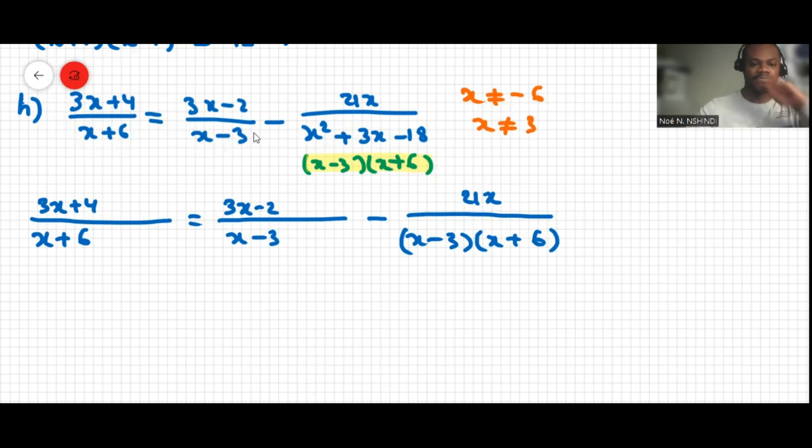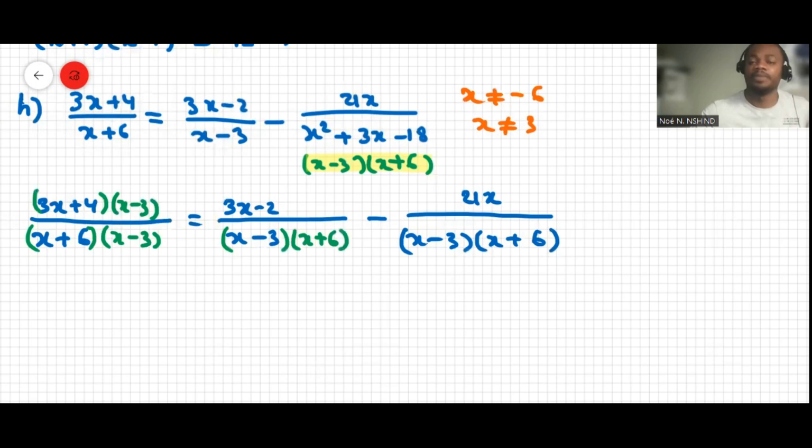Now, we need to make the denominator common. So we times here by x minus 3. There also we times by x minus 3 to keep the fraction the same, okay? Here we times by x plus 6 to make the denominator common, and there we times also by x plus 6 to keep the fraction the same. Then now that we have the denominator common, we can just drop the denominators and then equate the numerators.